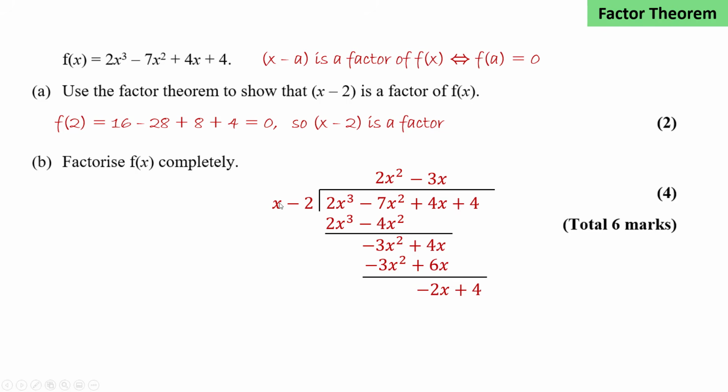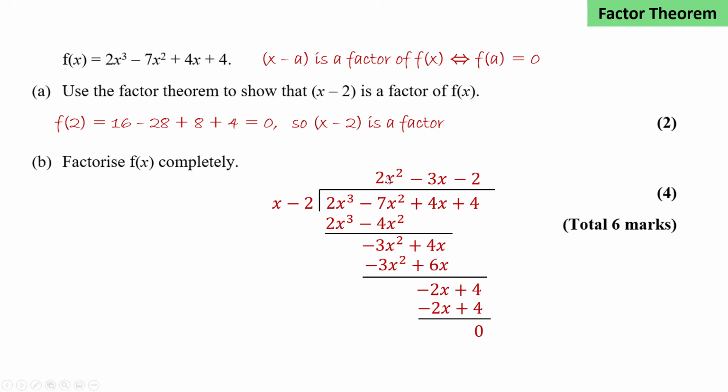We ask what do we multiply x by to get minus 2x. The answer is minus 2. We multiply minus 2 by x minus 2 and we get minus 2x plus 4, which when we subtract it from minus 2x plus 4 gives us 0. So this is the remainder, a remainder 0 when we divide the polynomial f of x by x minus 2.